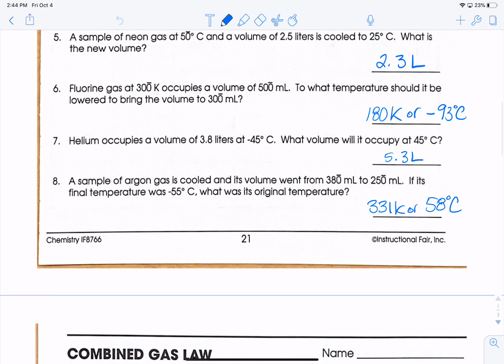A sample of argon gas is cooled, and its volume went from 380 mils to 250 mils. So right away, we see that this is volume 1, volume 2. How did I know it was volume? Milliliters, good. Those units tell me it's milliliters. If its final temperature was negative 55 degrees Celsius, so is that T1 or T2? T2, because it said the final temperature.